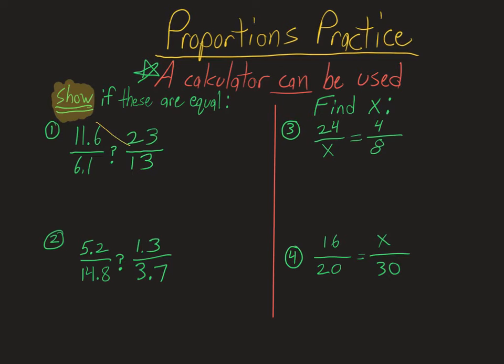So the easiest way to do this is doing our cross multiplying. If these are equal, then this is going to be the case. Then that means those pairs are also going to be equal. I've got my calculator in hand.